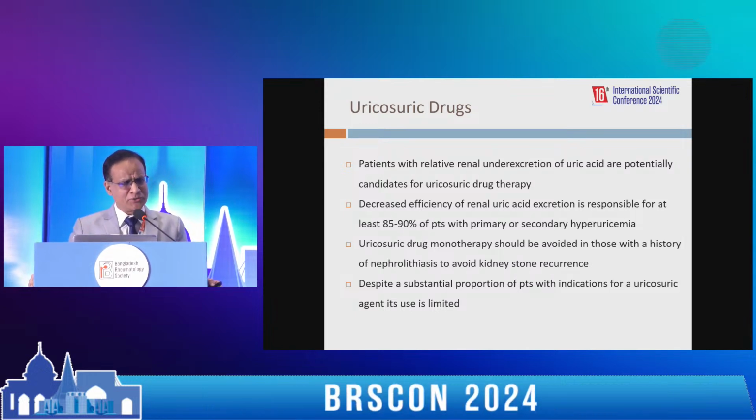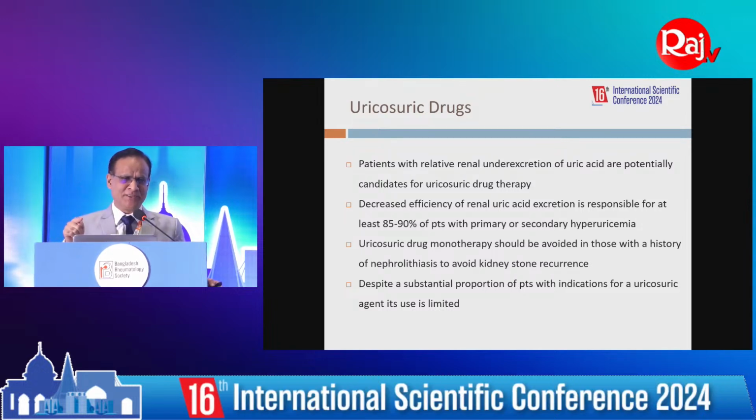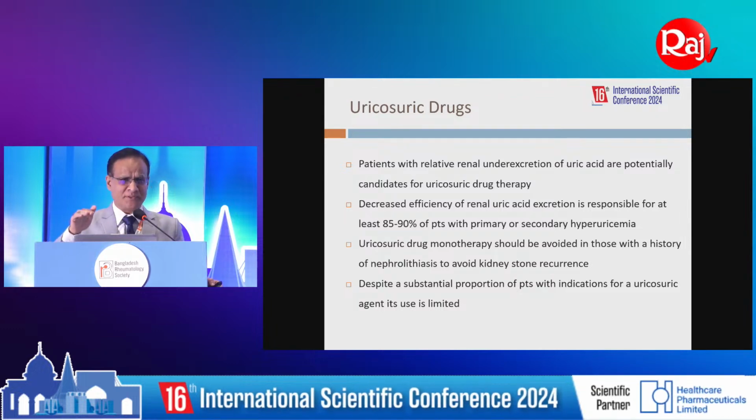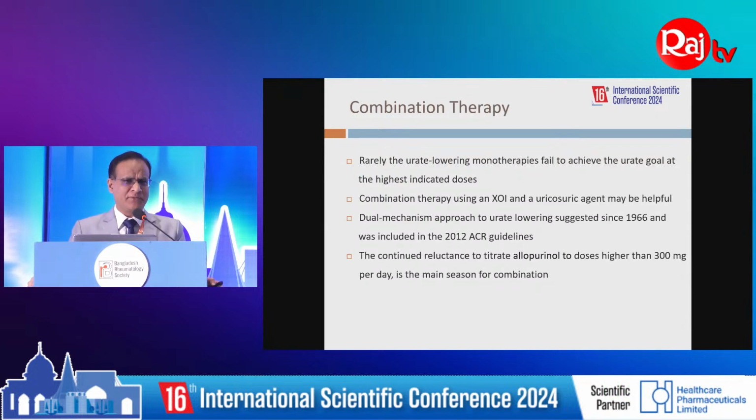Why are we not using a uricosuric drug, rather than a xanthine oxidase inhibitor, which is for the under-producer? This is a big question. Patients with relative renal under-excretion of uric acid are potential candidates for uricosuric drugs. Next slide: combination therapy.